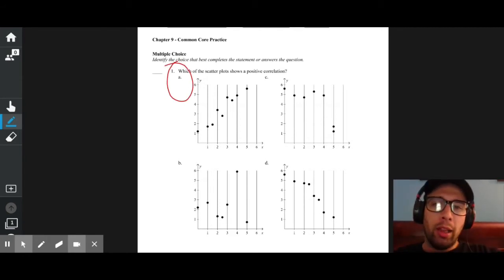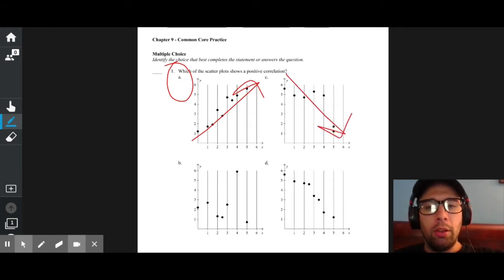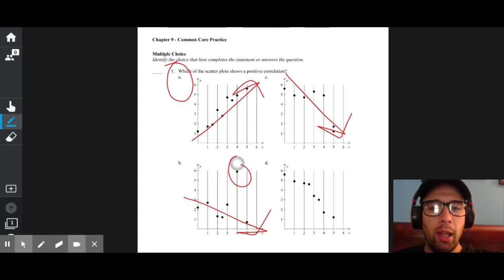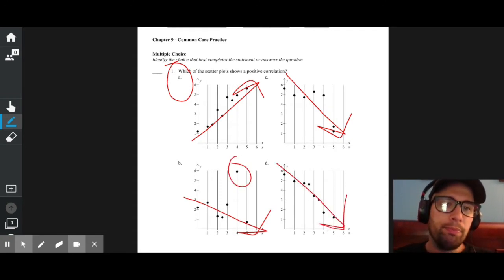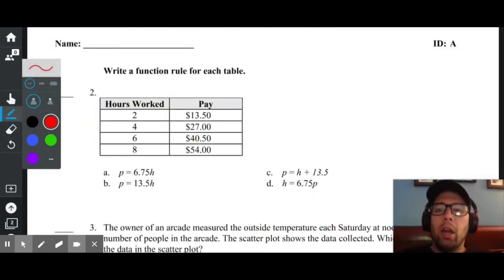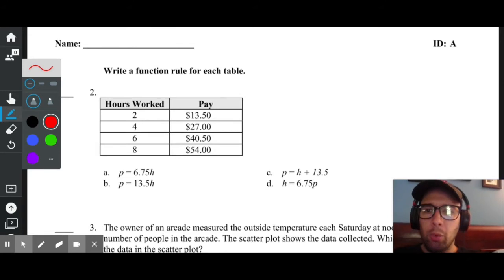Positive goes up and to the right like that. Negative goes down and to the right like that. This is a negative with an outlier, and that's a negative. So, pretty easy first page. Okay, write a function rule for the table.